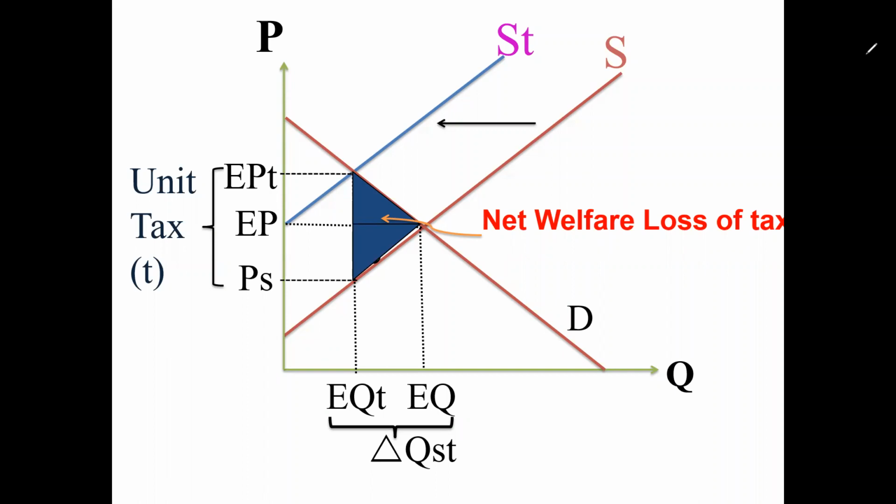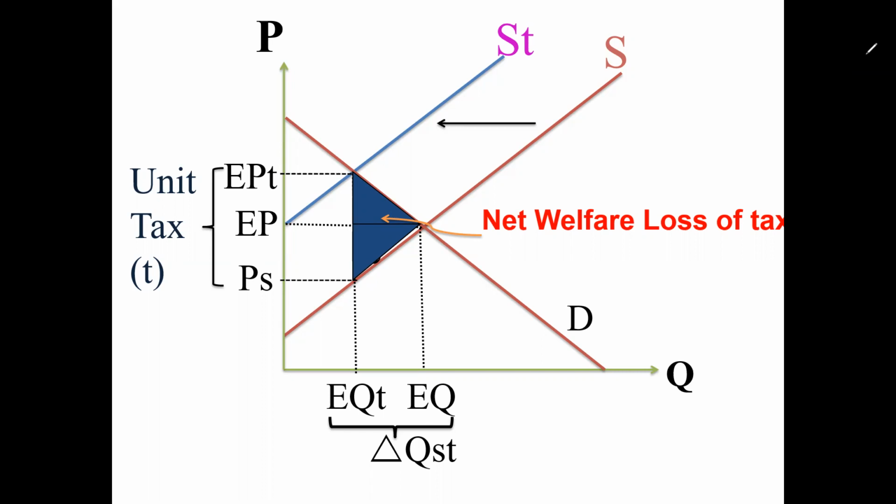Resources become unemployed. Okay, that's our conclusion regarding tax. The ultimate loss to the economy is called net welfare loss.